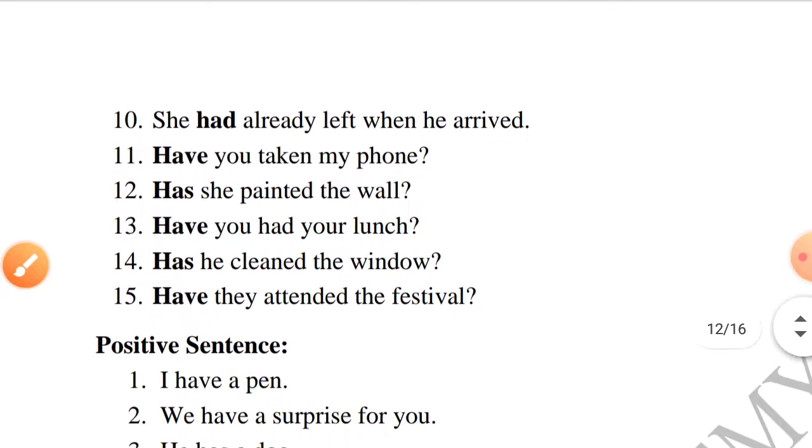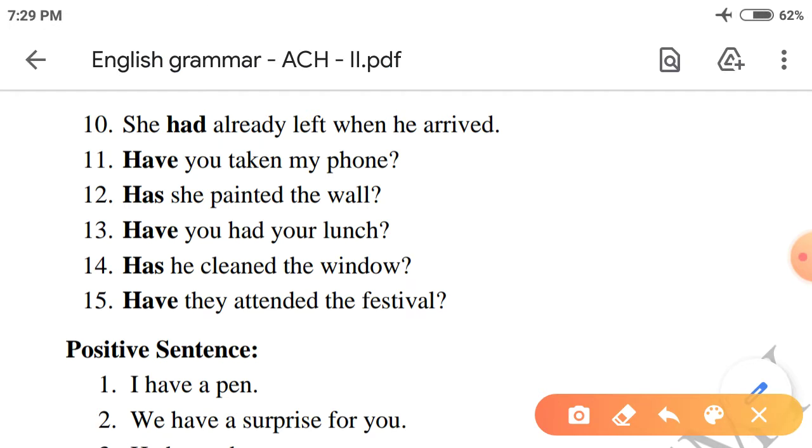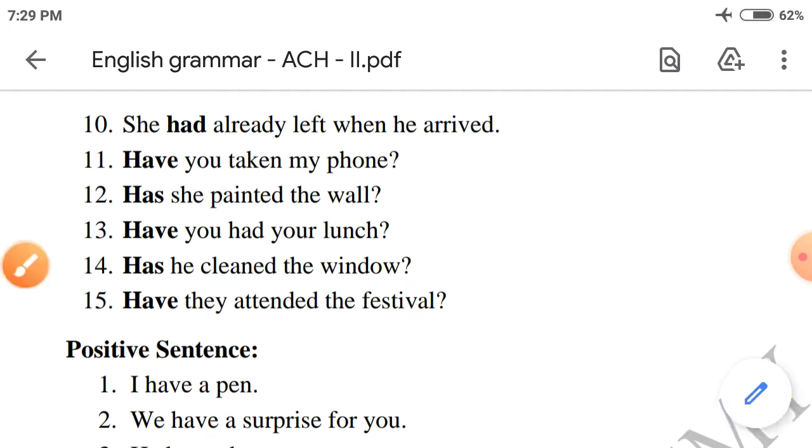She had already left when he arrived. So this is the past tense. So she had already left when he arrived. So in the past tense, whatever the subject may be, the have form of past tense is had. Okay, so past tense form of have form is had.